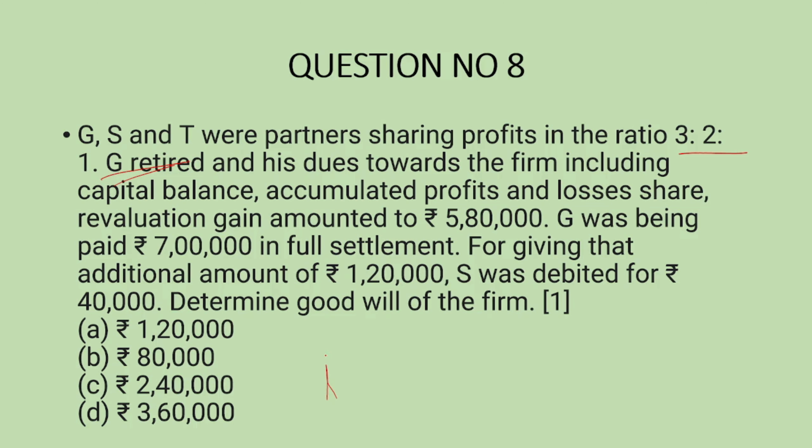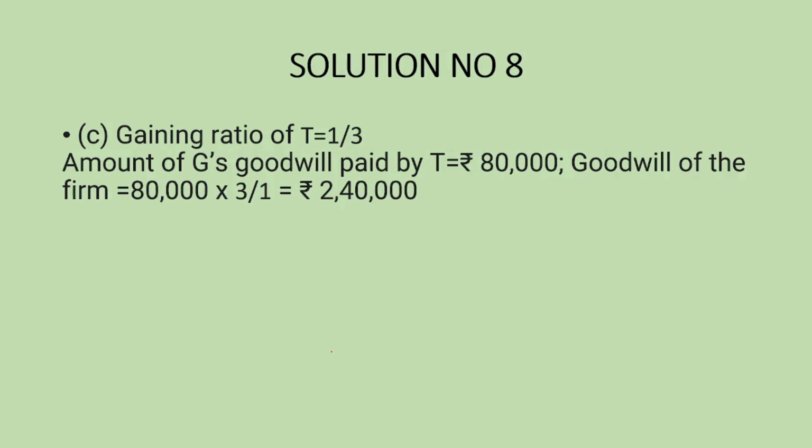So here are four options given over here. Let's see the calculation. Gaining ratio of T is 1 by 3. So the amount of G's goodwill paid by T was rupees 80,000. Goodwill of the firm is 80,000 into 3 by 1, that is 2,40,000.